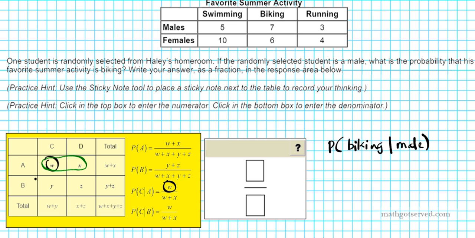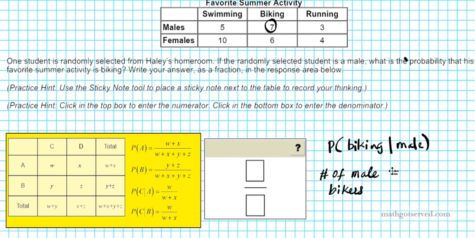Okay, now let's take a look at what we have here. We're looking for the probability that the student is a biker given that that student is male. Okay, so it says if the randomly selected student is a male, what is the probability that his favorite summer activity is biking? So biking and male, that is right here. That's the number of male bikers. Okay, that's going to be our numerator. So we have the number of male bikers.